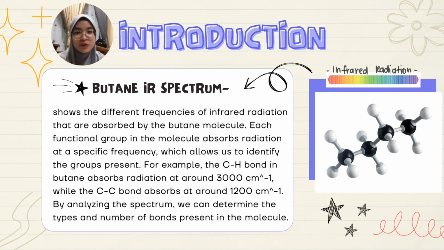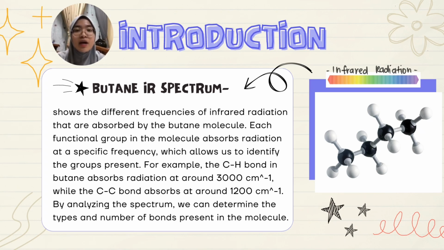Assalamualaikum warahmatullahi wabarakatuh. So for today's topic, we will present about butane IR spectrum. Butane is an alkane hydrocarbon with the chemical formula C4H10. The butane infrared spectrum is characterized by several absorption bands corresponding to different functional groups and molecular vibrations present in the compound. To be precise, by analyzing the intensities, shapes, and positions of absorption bands that butane has absorbed from the infrared at different frequencies.